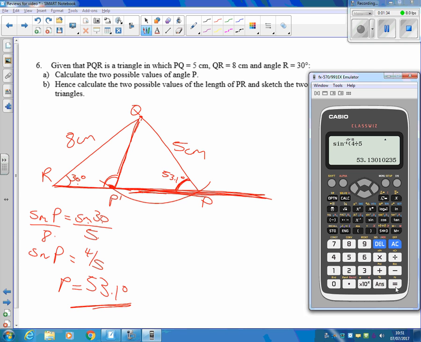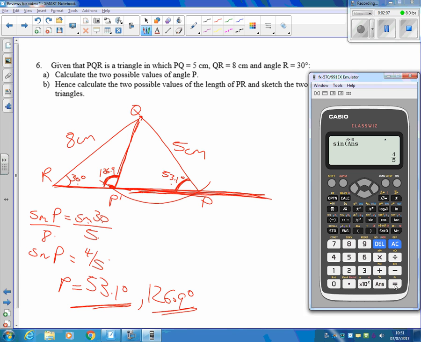But this angle here is an obtuse angle, and the obtuse equivalent of this one here is 180 take away. On a sine we do 180, take away the first answer, and so the alternative one here is 126.9 degrees. That's this one here, 126.9. You don't believe us? We'll just push sine. Sine of that answer gives 4/5, the 4/5 that we had there. So there's our two angles for P.